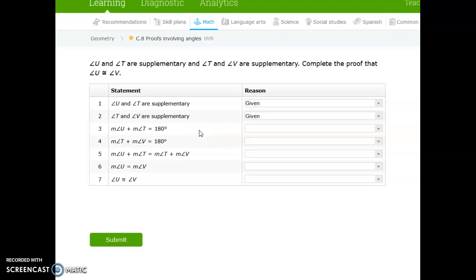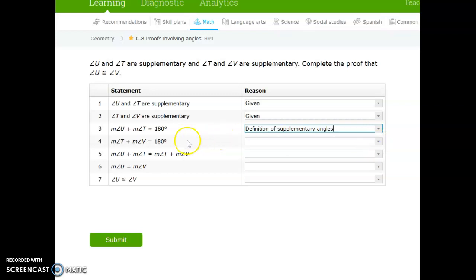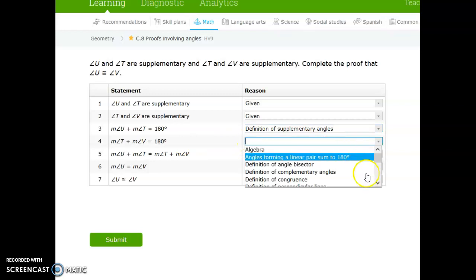Okay. The next line says the measure of angle U plus the measure of angle T equals 180. We know that because we were told that the angles U and T are supplementary, and that's what supplementary means. It means angles that add up to 180 degrees. So the reason we're able to make this statement is the definition of supplementary angles. Likewise, right here, the measure of angle T plus the measure of angle V equals 180. We know that because we were told that they are supplementary. We can make this statement because of the definition of supplementary angles.